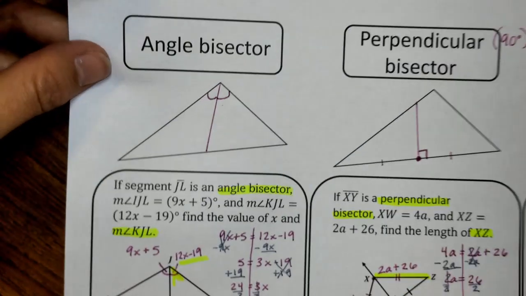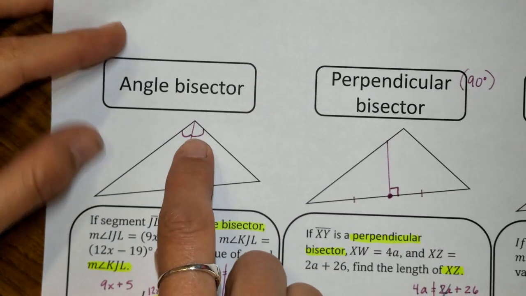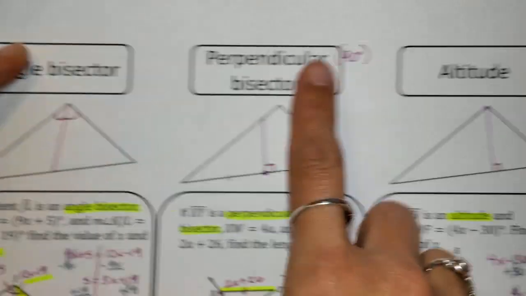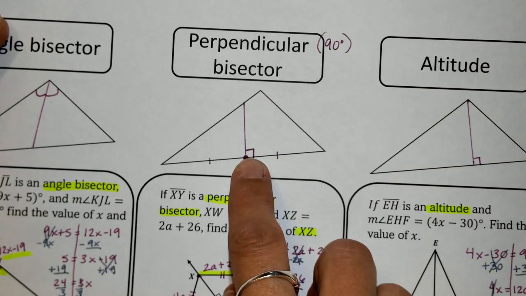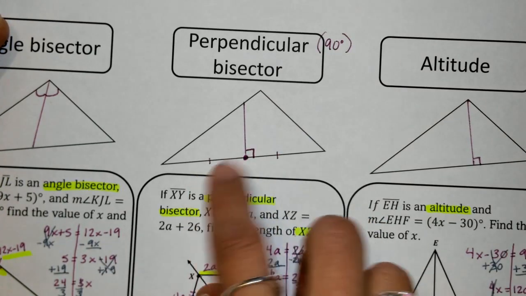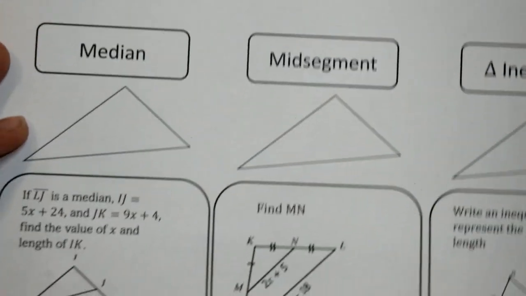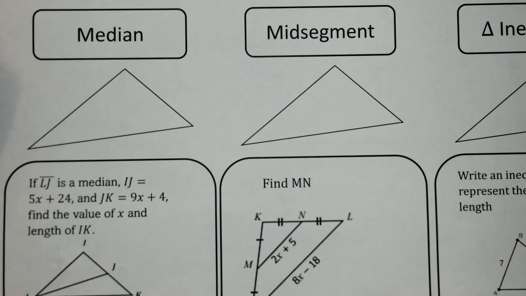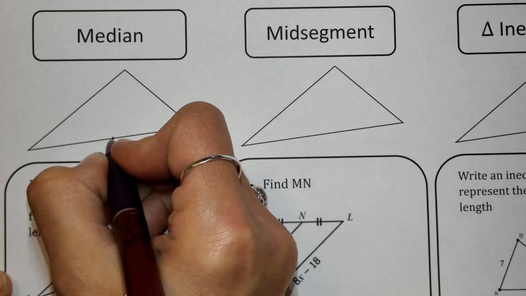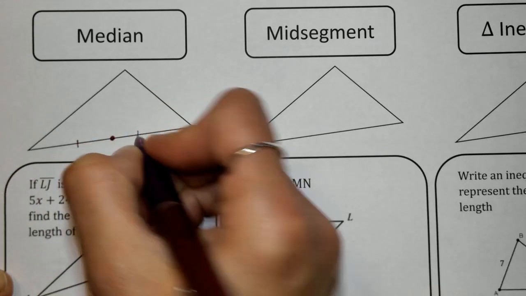And again, angle bisector, find the segment that only has an angle bisected, the congruent marks. Perpendicular bisector, you have to look for the 90-degree angle that has congruent markings. Altitude, just look for the 90-degree angle that comes out of the vertex. Median, your median is going to be a special segment that goes from the vertex to the midpoint of the opposite side. So we'll go to a side and find a midpoint. Make sure we mark our congruent markings.